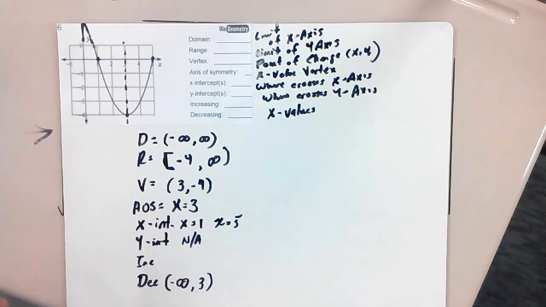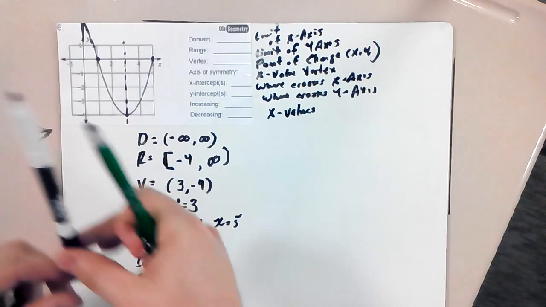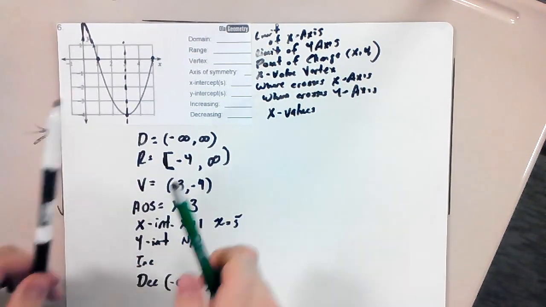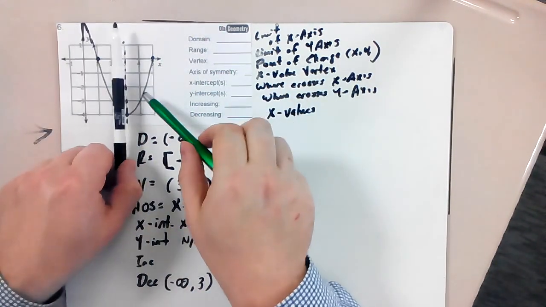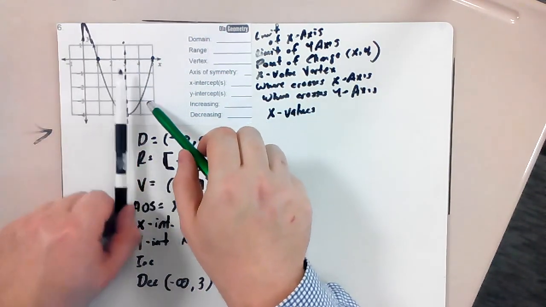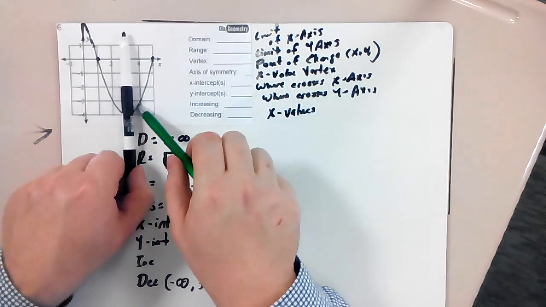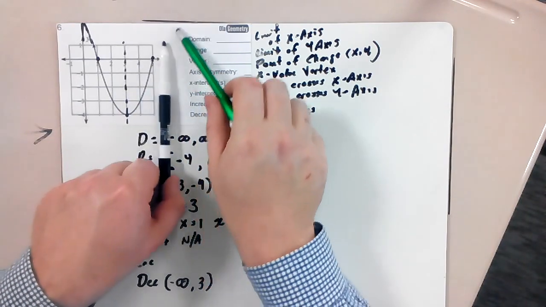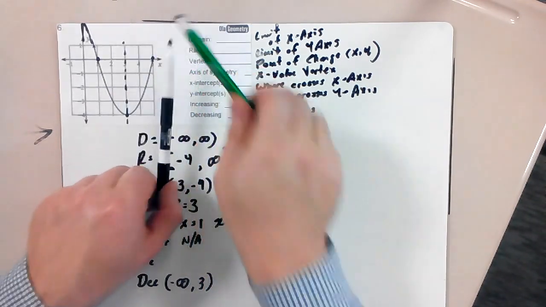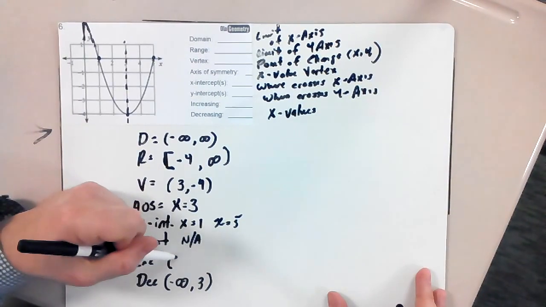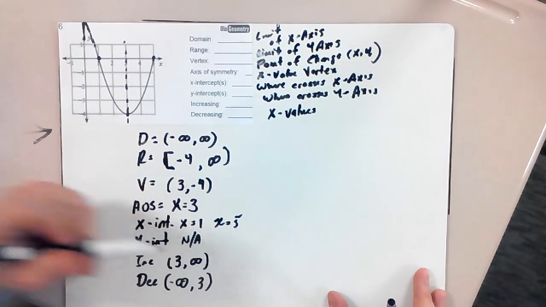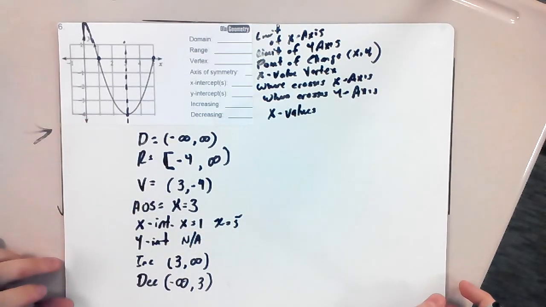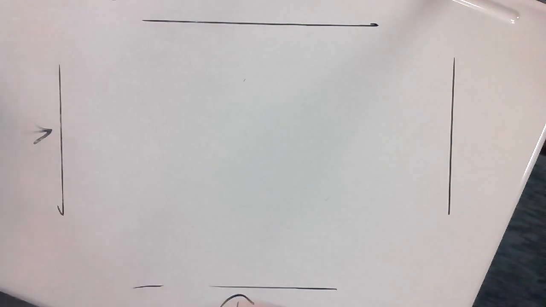We're not going to put a bracket on that because it's also included on the increase too. Because it's a point of change, it's almost considered like a flat spot. Next, as I go from 3 to positive infinity, you can see it's going up. So that's increasing, 3 to infinity. And that's answering all these questions. Okay, next.